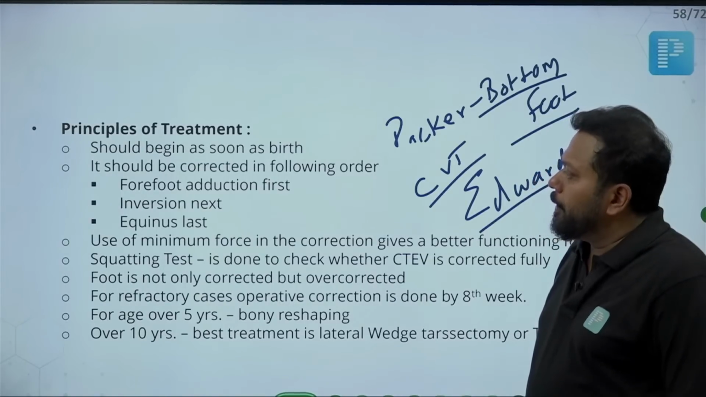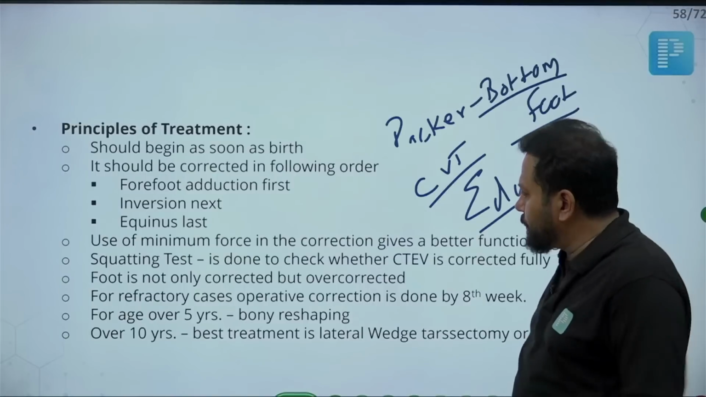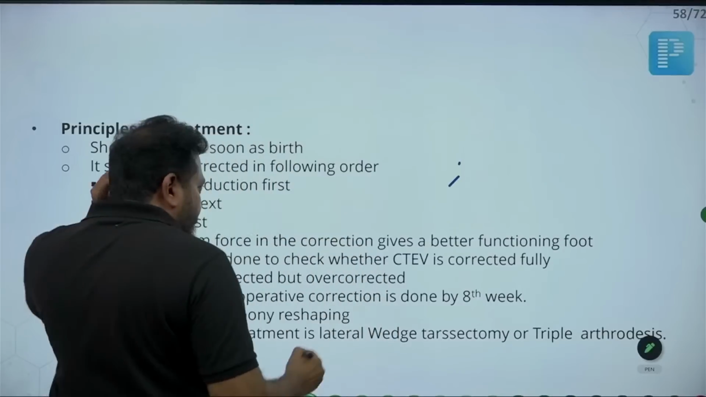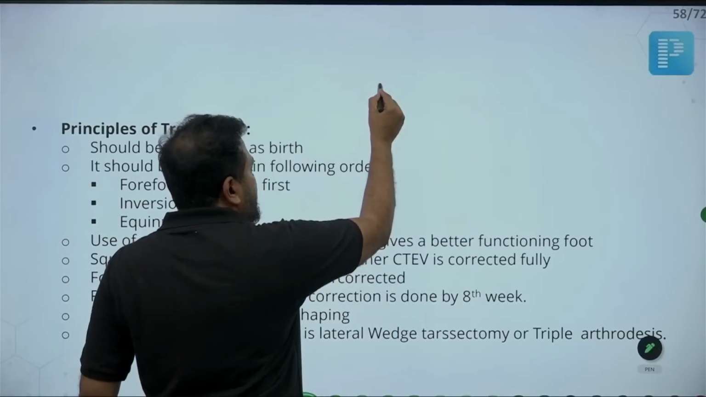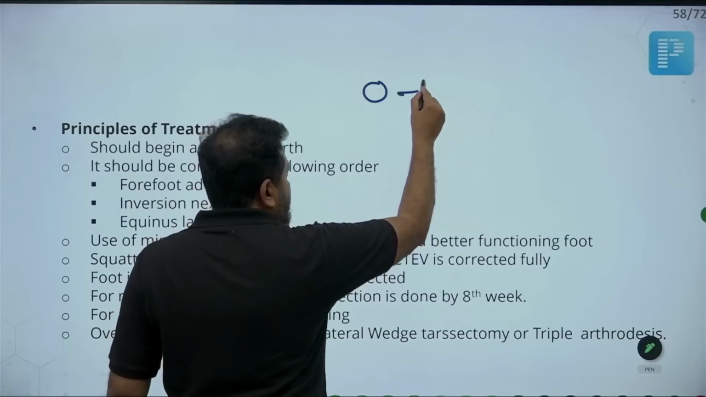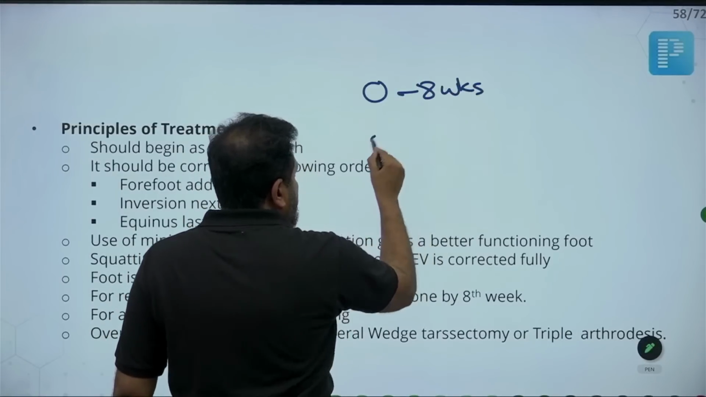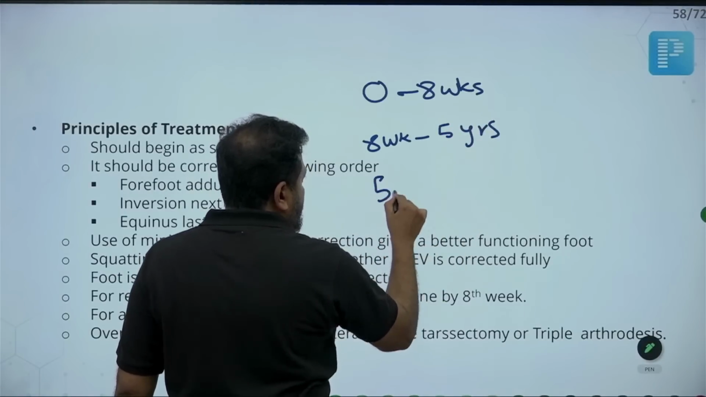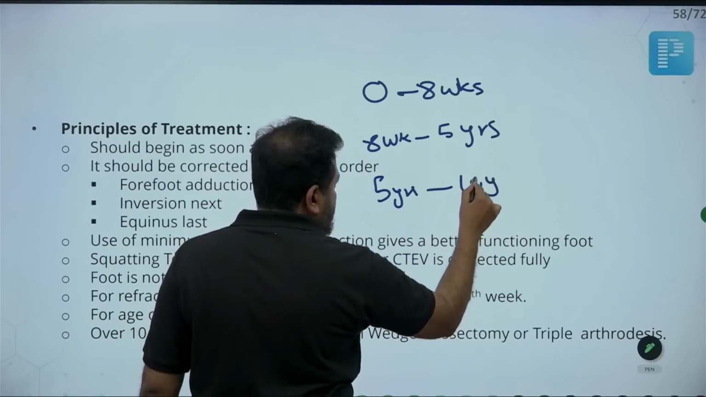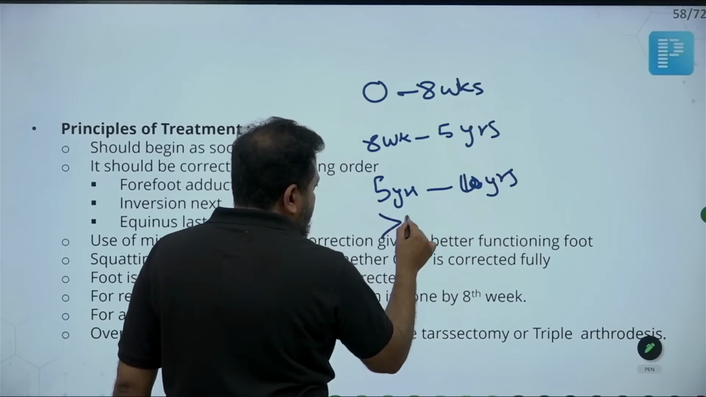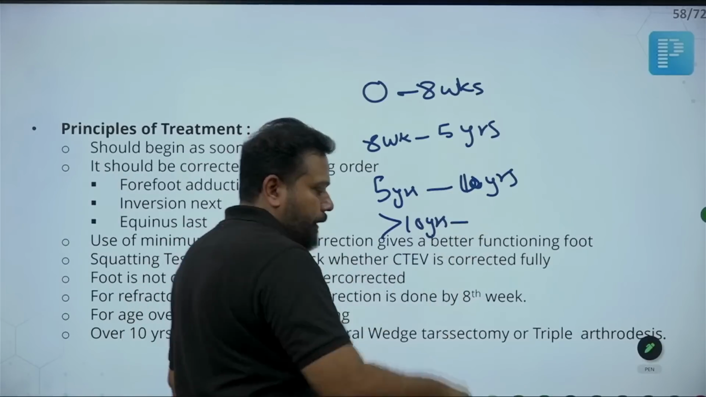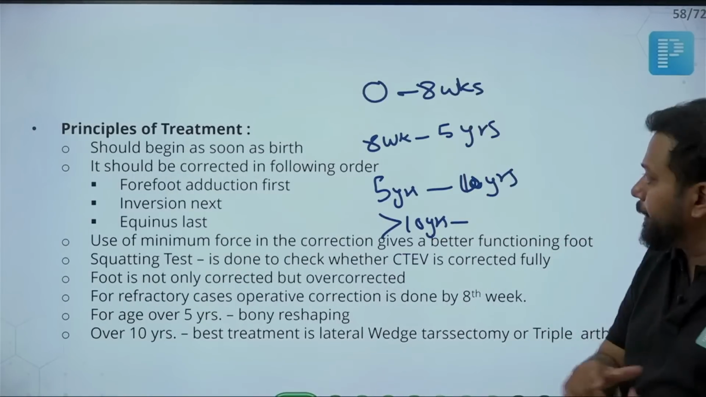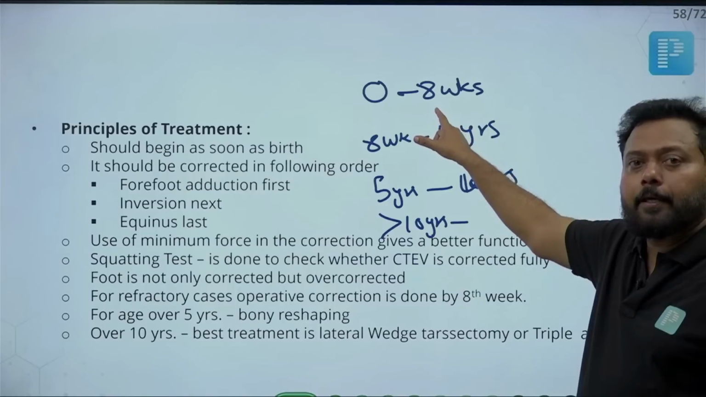So this is the order, and using minimum force of correction gives a better functioning foot, right? Now the age-wise treatment plan for the foot. Take this down for your INI-CET: 0 to 8 weeks, 8 weeks to 5 years, 5 years to 10 years, more than 10 years. Surely one question will come. This is given in 6 pages; I made it into 4 lines. Please concentrate.